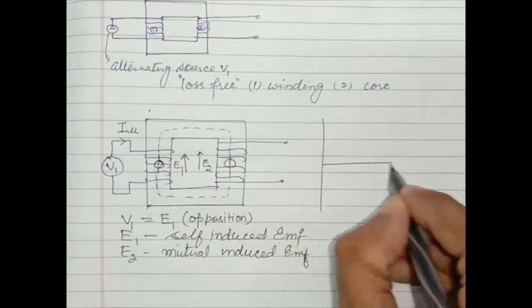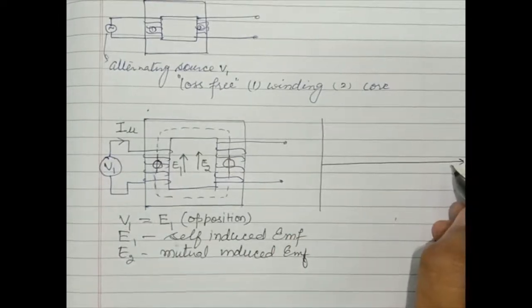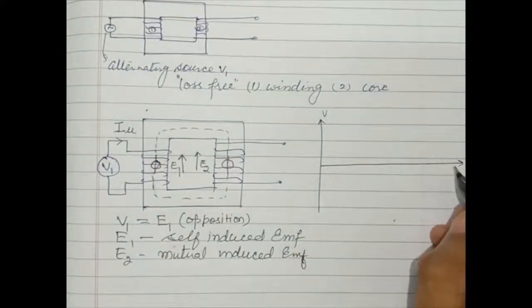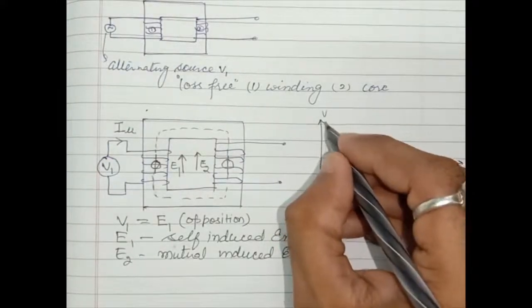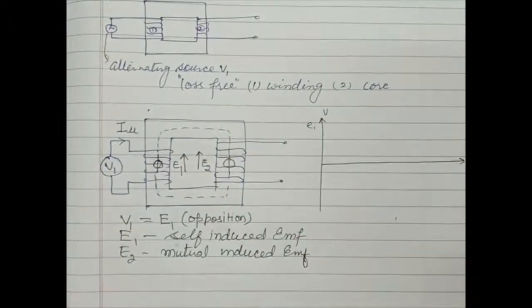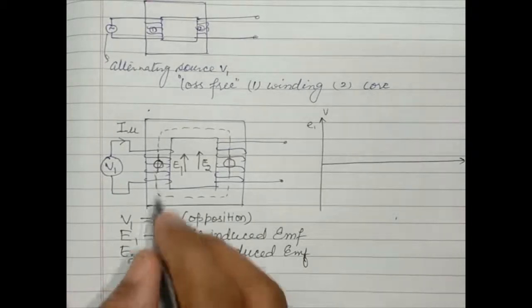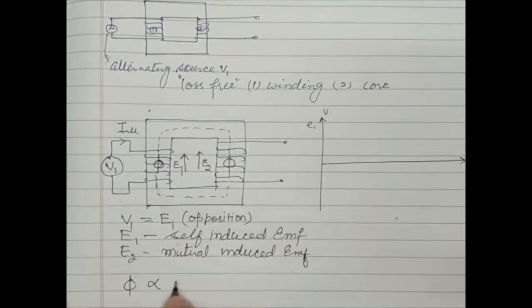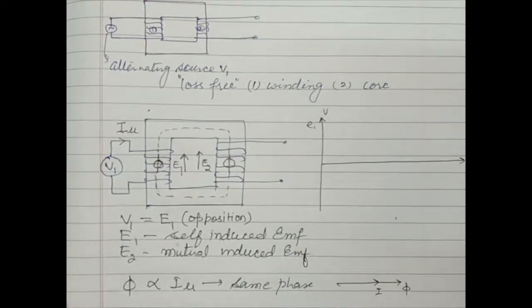The waveform would be, what is it? This is the x-axis, this is the y-axis. Okay, we are considering it even here. So what will happen? Here the concept is that this phi is because of this current I. This phi is directly proportional to I mu. Okay, so both are in the same phase. If this is I, then this is phi, which means both are in the same phase.